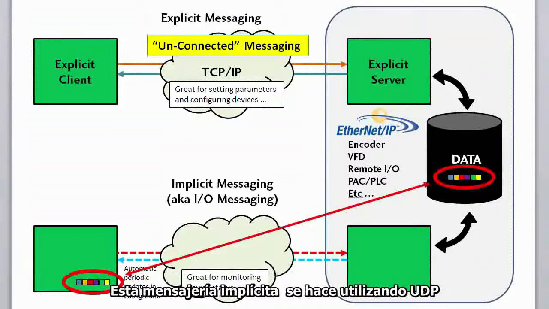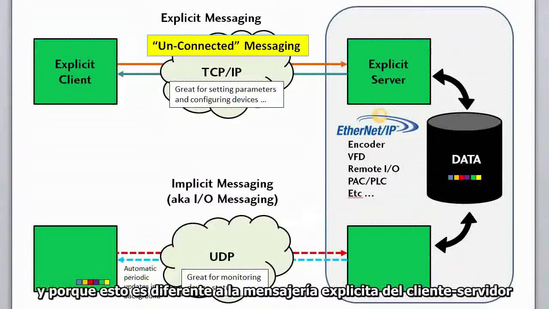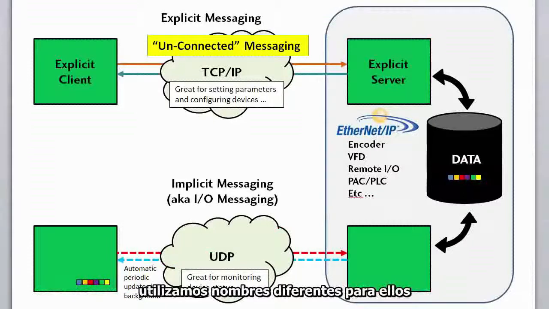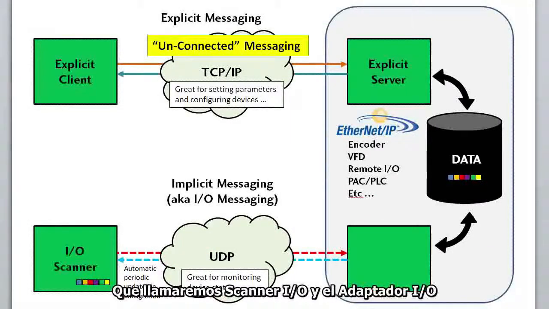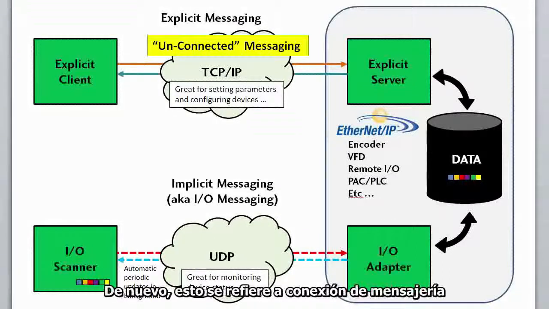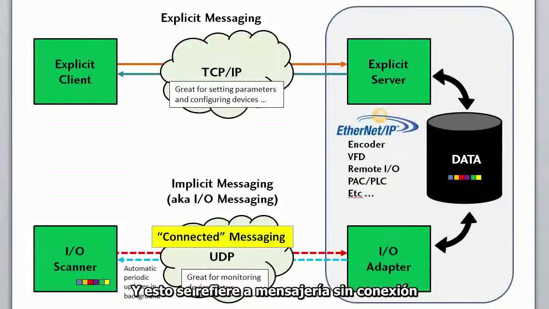This implicit messaging is done using UDP, and because this is different from the explicit nature of the client-server pair, we use different names for these guys. We have the implicit scanner, which we call the I/O scanner for short, and the I/O adapter. Again, this is referred to as connected messaging, and this is referred to as unconnected messaging.